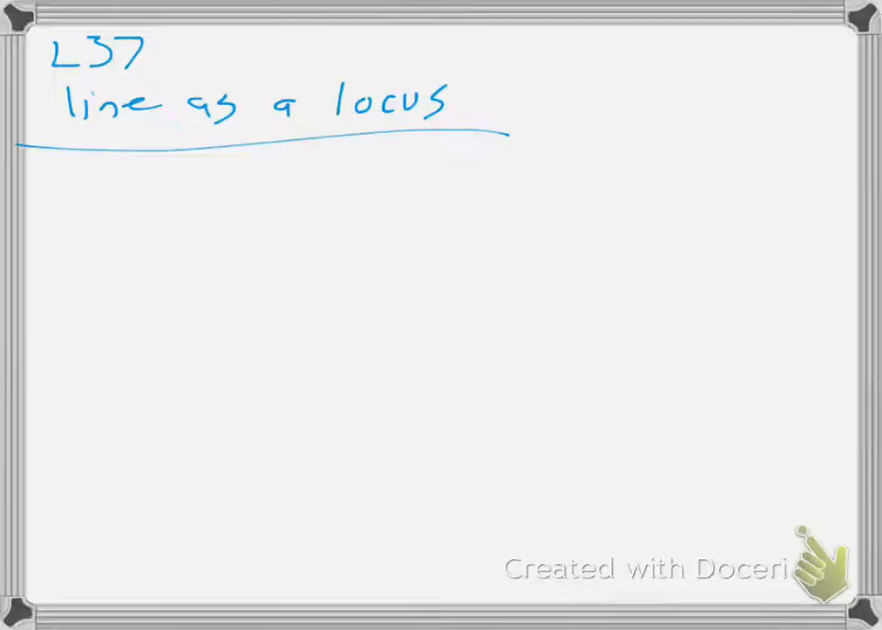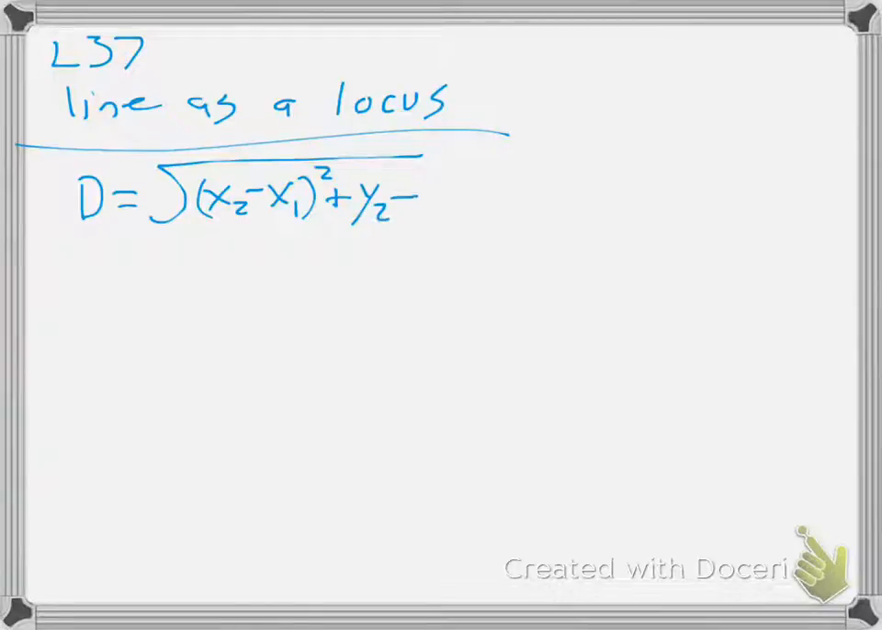So, line as a locus, there is some pre-information that we need to know that we learned in the lessons before, and that would be the distance formula. And what is the distance formula? The square root of X2 minus X1 squared plus Y2 minus Y1 squared.